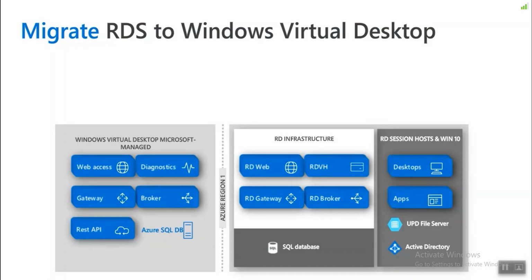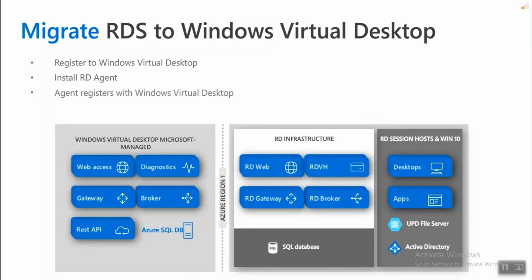So what they will do is they will basically register with Windows Virtual Desktop, wherein they create the tenant and the host pool that I mentioned earlier, and they generate the registration secret. And then they will install the RD agent on these desktops and applications that are running in their own virtual network. They will install the RD agent and supply it the registration token. And the minute that happens, those VMs now will be part of Windows Virtual Desktop. They will have to remove those VMs from the RDS on Azure infrastructure. But then the same VMs are now running as part of Windows Virtual Desktop infrastructure.